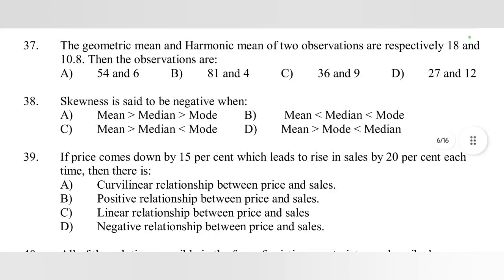Then question number 38. Skewness is said to be negative when? Negative means mean less than median less than mode. It is called a negative value. And positive means mean greater than median greater than mode.